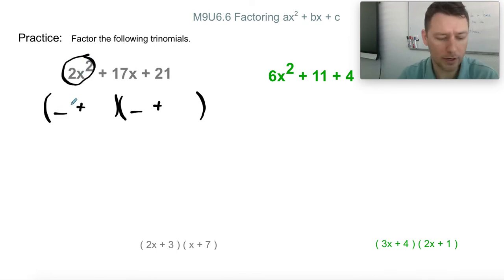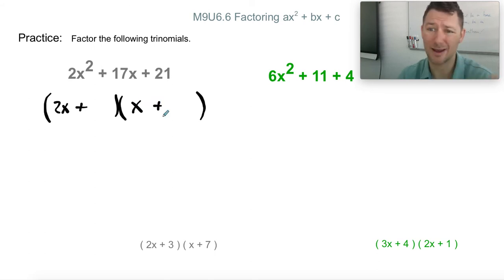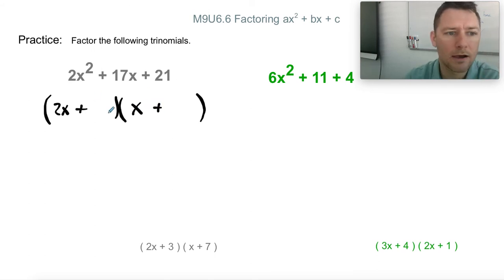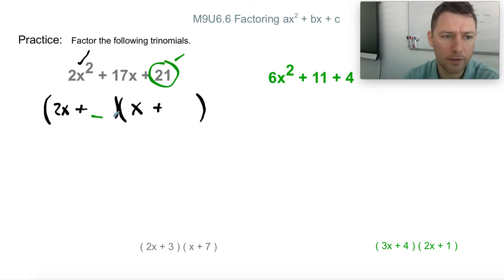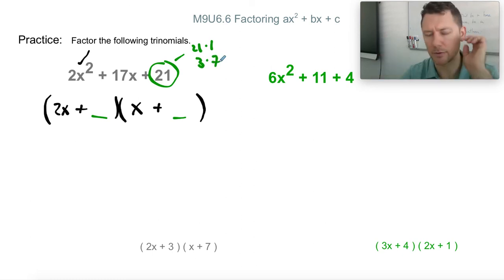The only way to do that is to say one of them be 2x and the other be x. The order doesn't matter right now. Great, fine, right? 2x times x gives me 2x squared. I want to do the same thing with this last term, but I know that this and this have to multiply to 21. Well, there's 21 and 1, and there's also 3 and 7, or 7 and 3, right? They can switch back and forth.